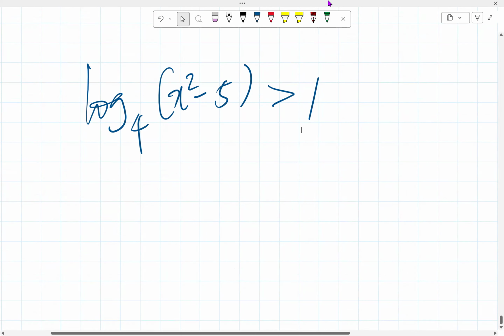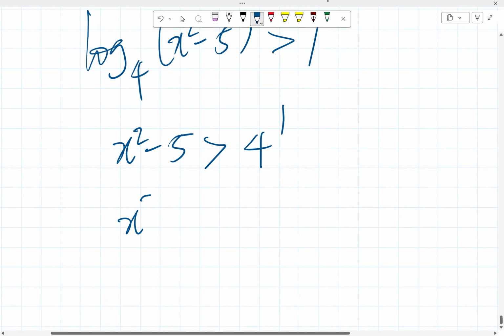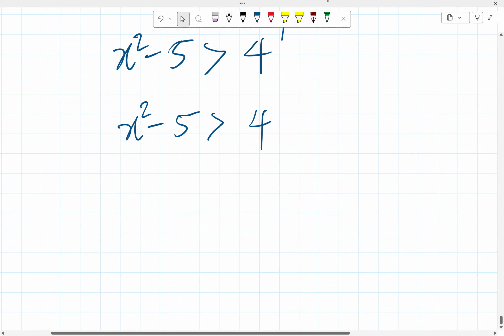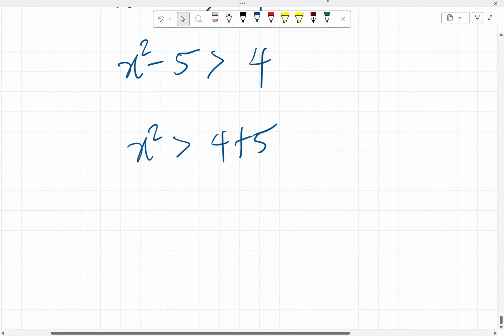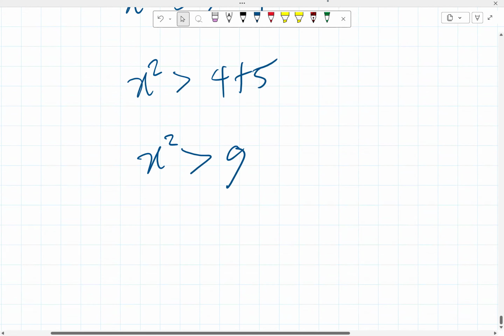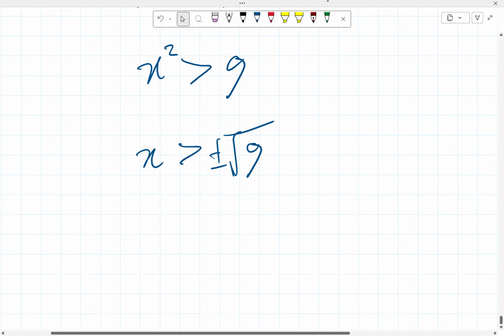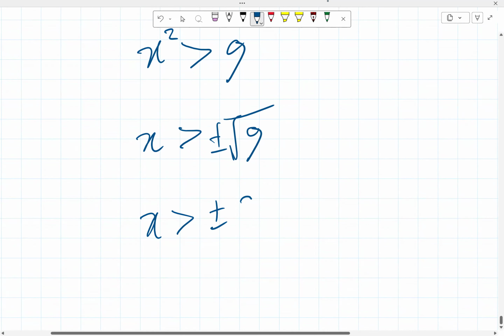Now, we can write in exponent form. So we have x squared minus 5 is greater than 4 raised to power 1. Okay, so then x squared minus 5 is greater than 4. So that means x squared is greater than 4 plus 5. So that means x squared is greater than 9. So in this case, it means that x is greater than plus or minus square root of 9. Okay, so that means x is greater than plus or minus 3.